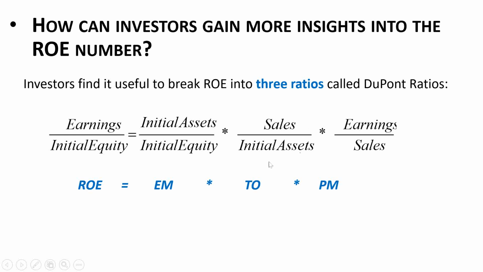Then you have assets, and your sales, often you would like it to be much higher than the amount of money you have tied up. So this is called turnover, how many times your assets are turning over into sales. And then earnings divided by sales is profit margin. Well, how much of your sales is finally becoming earnings? So interestingly, you see ROE is the product of equity multiplier times turnover times profit margin.